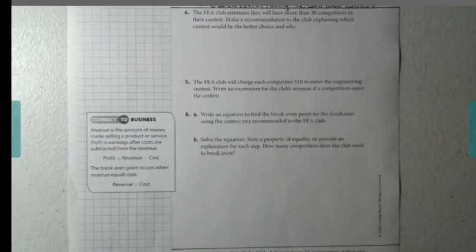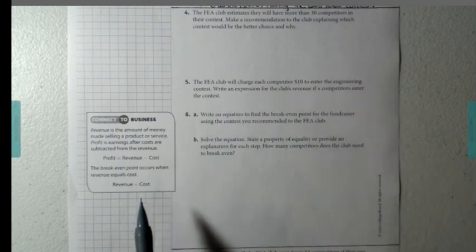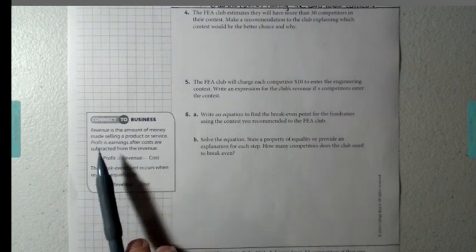The next section of Lesson 2.2 comes from questions 4 through 6. So we're going to now chunk 4 through 6 and answer these questions. First thing I want to point out is on the previous slide you saw connect to business.